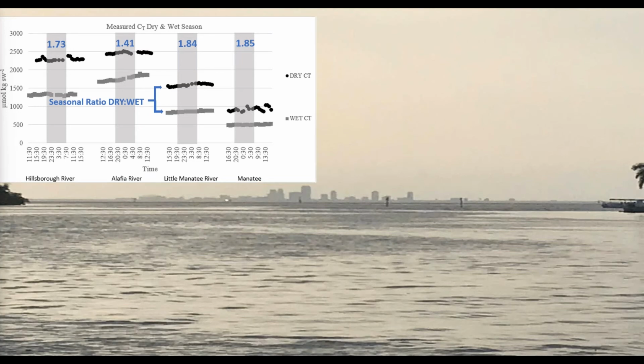So CT and AT results, CT once again being dissolved inorganic carbon, showed distinct differences where dry season concentrations substantially exceeded wet season concentrations. This first figure here you see on the top left contains the 24-hour CT measurements from each river positioned north to south, beginning with the Hillsborough and the southernmost river being the Manatee, from left to right. The dark boxes indicate nighttime conditions during that 24-hour period. Seasonal CT ratios from the dry to wet season for each river range from 1.4 on the Alafia to 1.85 on the Manatee.